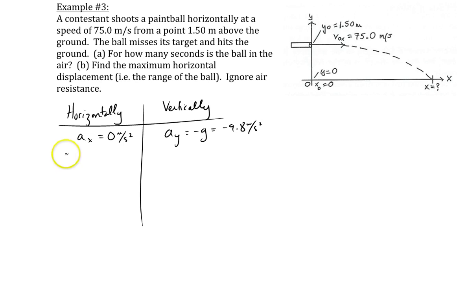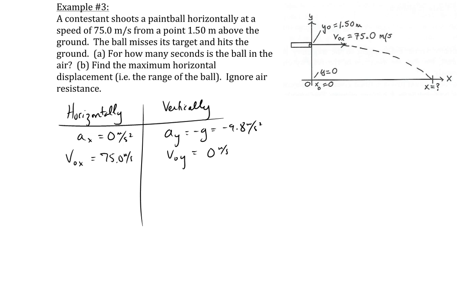Do we know the initial velocity in the horizontal direction? It just so happens that this is fired horizontally, so we know the horizontal speed: 75 meters per second. What do you think the initial vertical velocity is going to be? 0. Hopefully you realize that. It's being fired completely horizontally, so there's no vertical velocity initially.